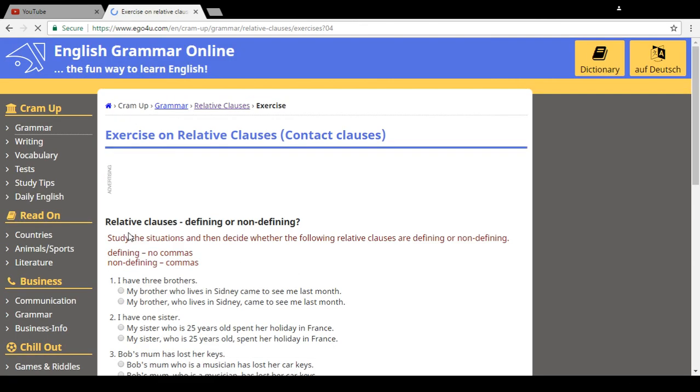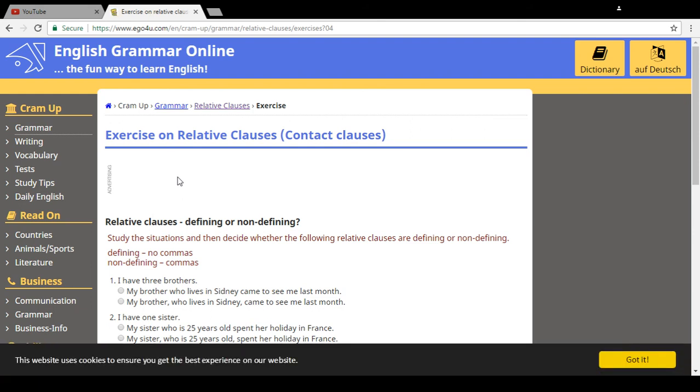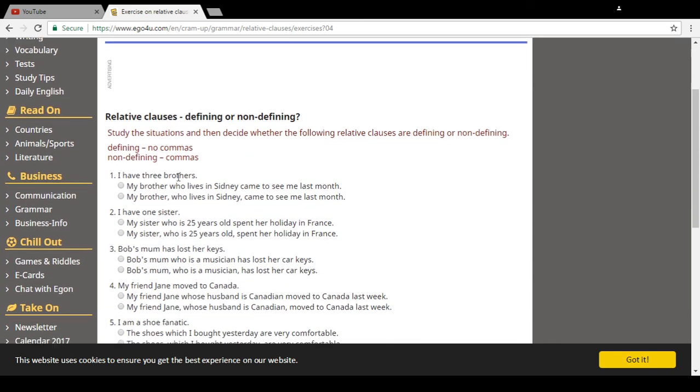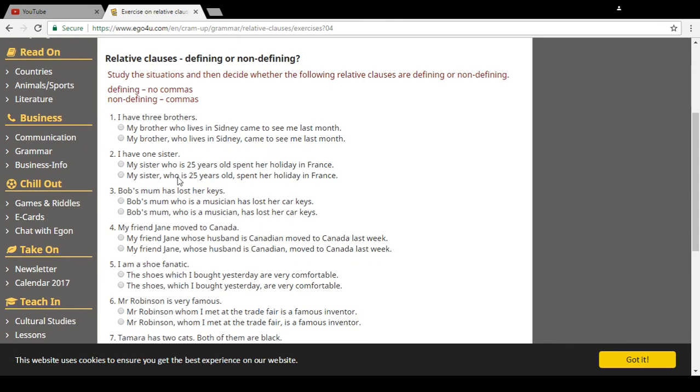Relative clauses defining or non-defining. Znači, study the situations and then decide whether the following relative clauses are defining or non-defining. Defining no commas, non-defining imaju komu. I have 3 brothers. My brother who lives in Sydney came to me last month.